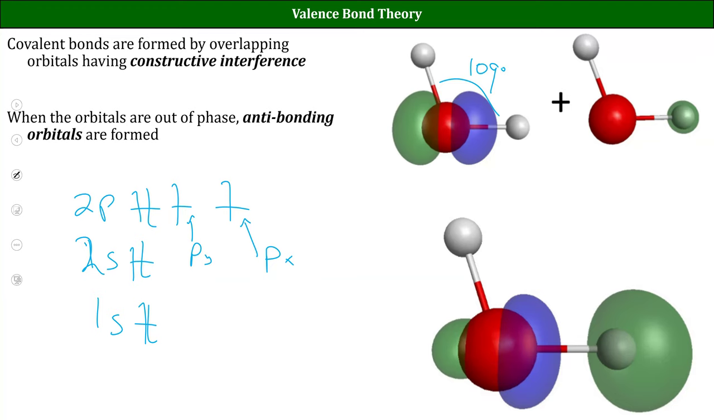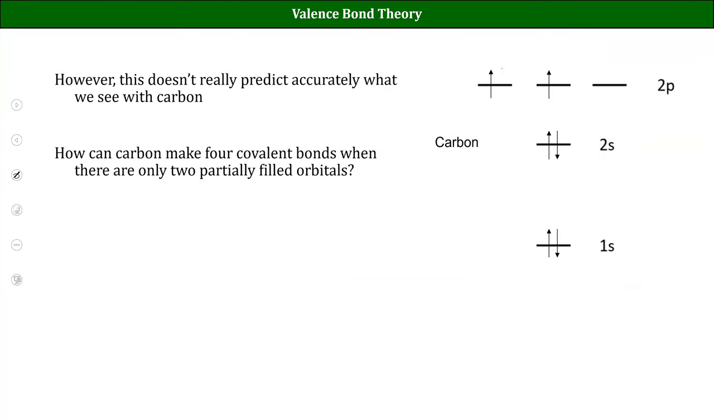Plus, here's carbon's structure, the one that I tried to draw first. This would predict carbon can also only make two bonds, just like oxygen, because it only has two partially filled orbitals. But that doesn't fill its entire valence shell. So it's actually more advantageous to be able to form more bonds if that's what's going to allow carbon to get to a full energy level, right?